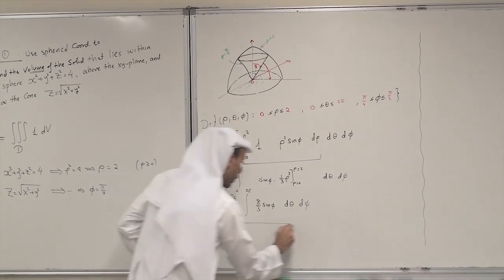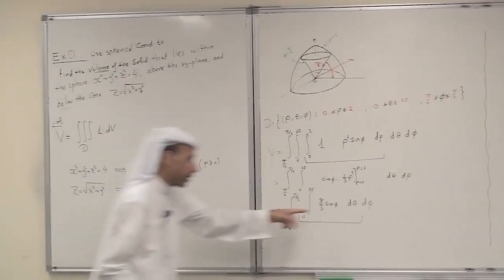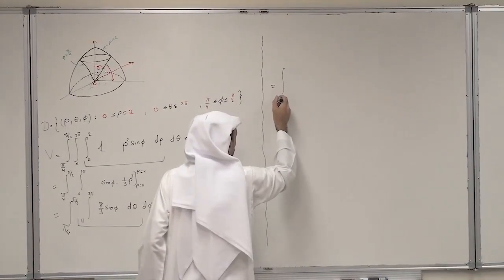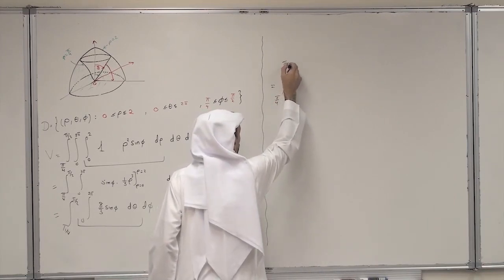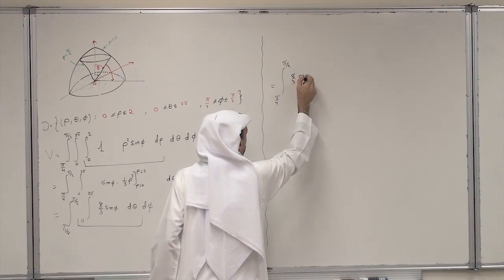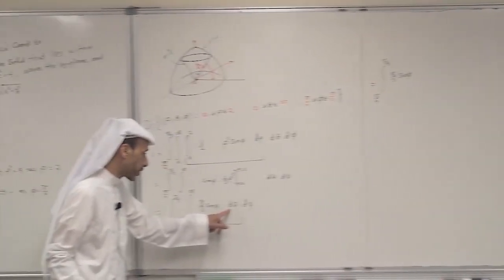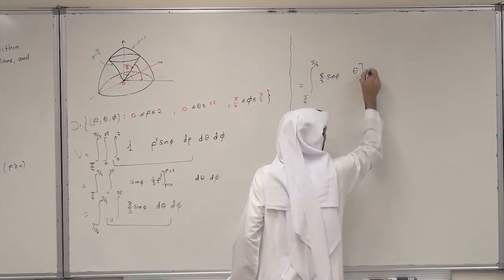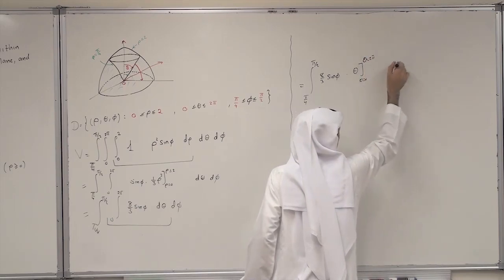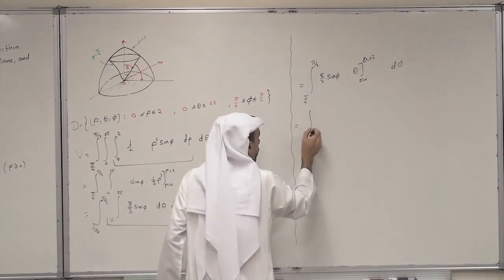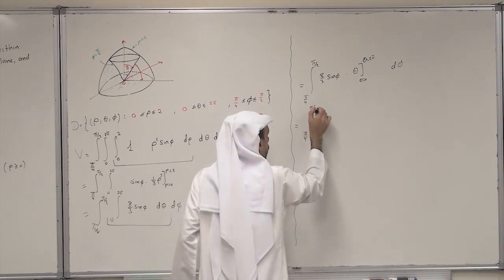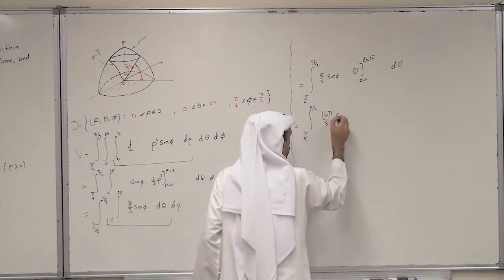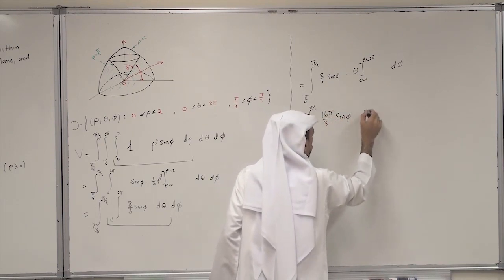We integrate with respect to theta. Here there is no theta, so sine phi 8. So this becomes the integral from pi over 4 to pi over 2 of 8 over 3 sine phi. When you integrate with respect to theta, we get theta from theta equals 0 to theta equals 2 pi, and this is d phi. This is 2 pi, it becomes 16 pi over 3 sine phi d phi.